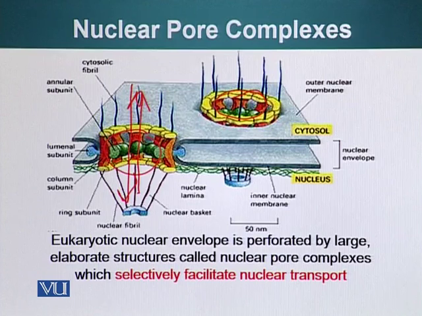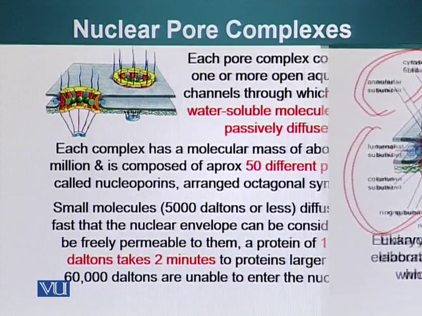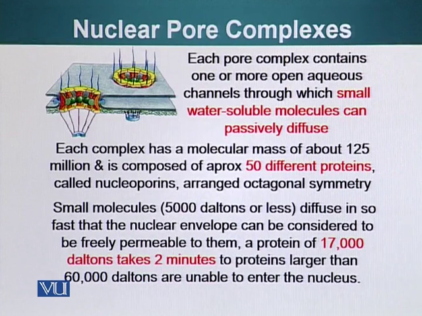We are going to talk about properties of this hole. It is about 9 nanometers wide in diameter. We'll talk about other aspects of it, but I don't really care if you memorize all these other terminologies about this particular schematic. Each pore complex contains one or more aqueous channels through which small water-soluble molecules can passively diffuse. Each complex has a molecular mass of about 125 million daltons and is composed of approximately 50 proteins called nucleoporins arranged in octagonal symmetry.